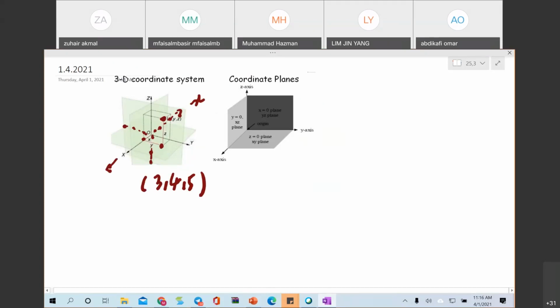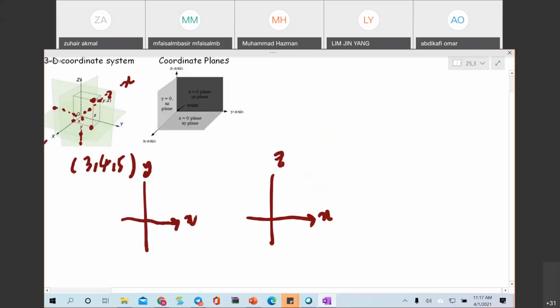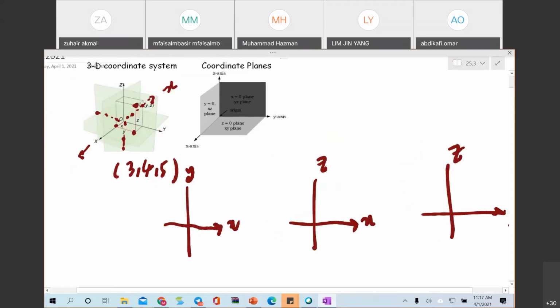So which means if I draw in 2D: xy, zx, and lastly zy. So which means here, this is x, y, z. So x is 3.